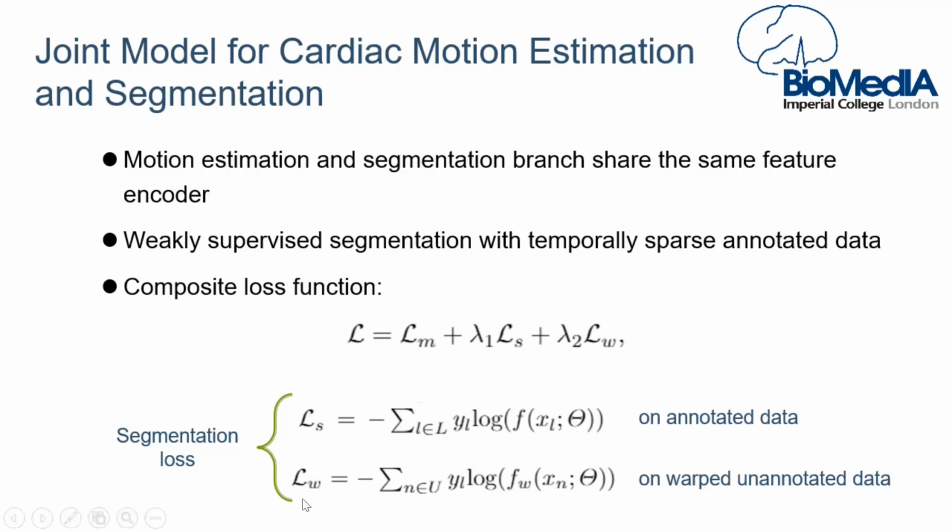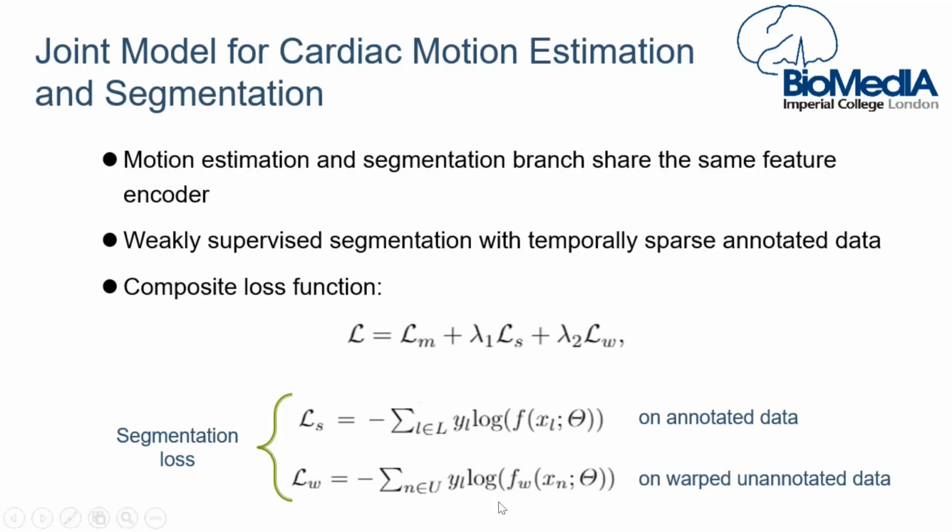Specifically, we have two segmentation losses. First is the standard categorical cross-entropy loss on the annotated data. And the second one is on the unannotated data. So what we do here is we transform the segmentations that don't have the ground truth to the frames that we have the ground truth, that is, the ED or the ES frames. And then we compute the categorical cross-entropy loss.